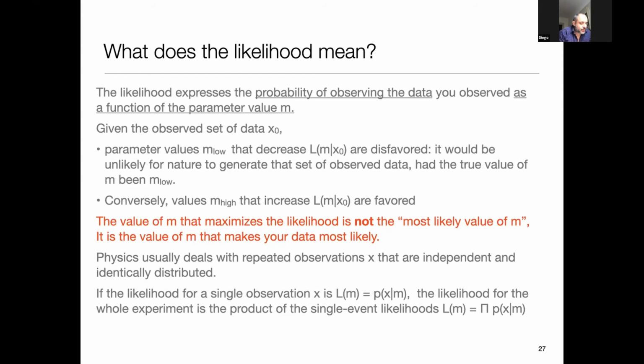It's important though to note that if you change the data, if you do another observation, or if your colleague does another observation, the likelihood will change. Because instead of being L of m given x0, it will be L of m given x1. And since x1 is generally different from x0, you will get a different likelihood. So a likelihood somehow is a random variable. It changes with different observations.